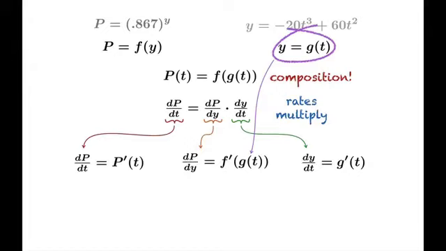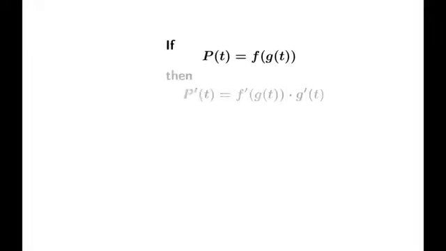Now we can reassemble all the pieces. Our product then looks like this. This is the chain rule expressed in functional notation. If p of t is the composition f of g of t, then p prime of t is f prime of g of t times g prime of t.